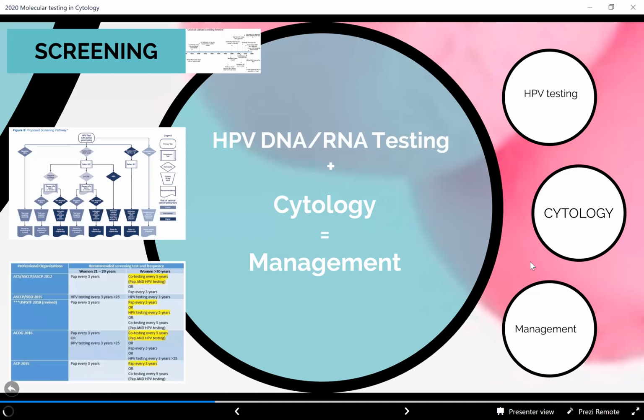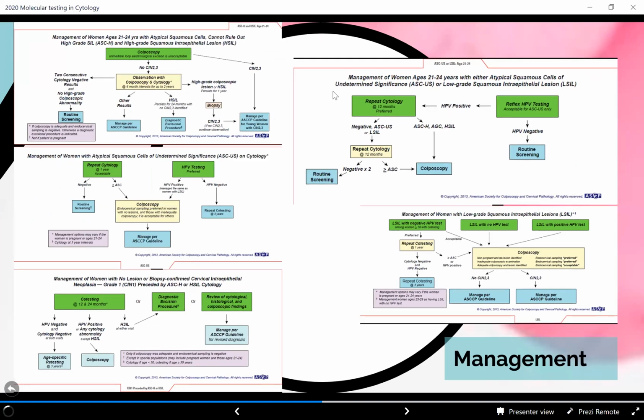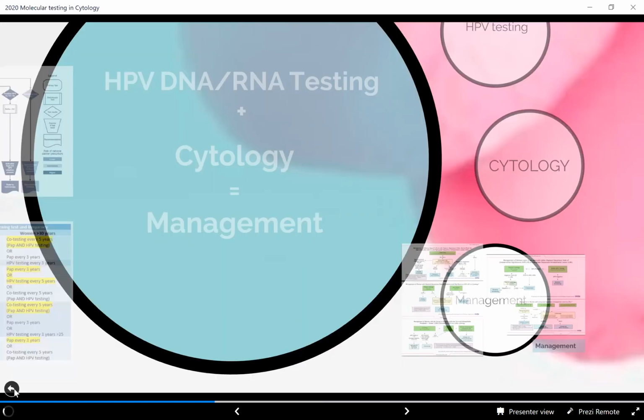We're not going to go into cytology because that is a different lecture, but when you put those two together, that's where you have the management. So you have the results of the cytology, you have the results of the testing, and that's how you know how you're going to manage this 21 to 24-year-old lady with ASCUS. You can go to the ASCCP to look at the managements. Generally speaking, co-testing is more and more being common, and in some countries, actually, the first line is the molecular testing.